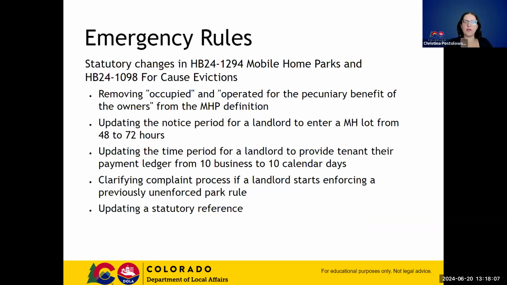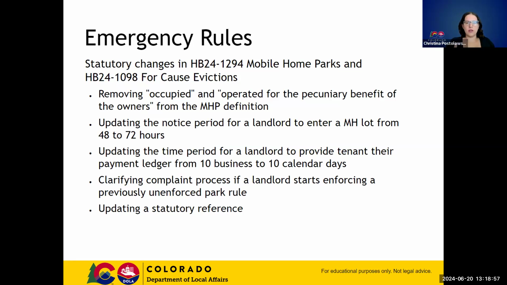So this is a slide that goes over some of the changes in state law that are now reflected in, or will be reflected in, our program rules when the emergency rules are approved. So I talked about updating the mobile home park definition to reflect the definition in state statute. Updating the notice period for a landlord to enter a mobile home lot. Note that for this notice period, there are exceptions. If a landlord is entering a lot to post a notice that is required by state law or by the rental agreement, a landlord doesn't have to post a notice that they're going to be posting a notice.